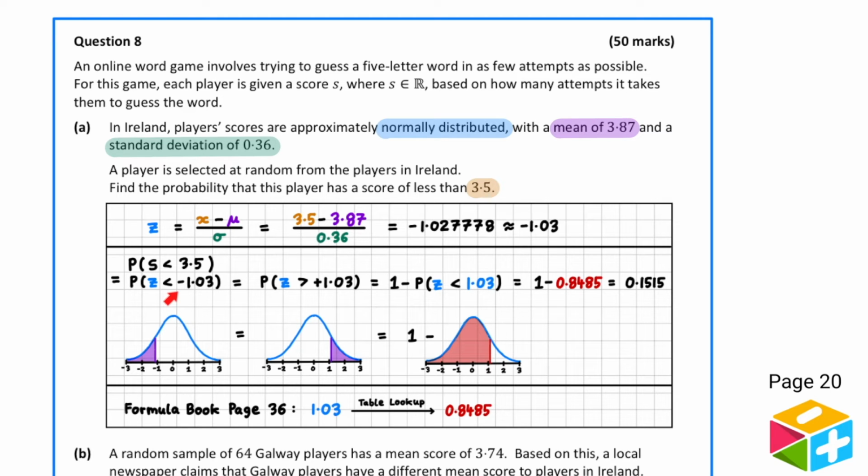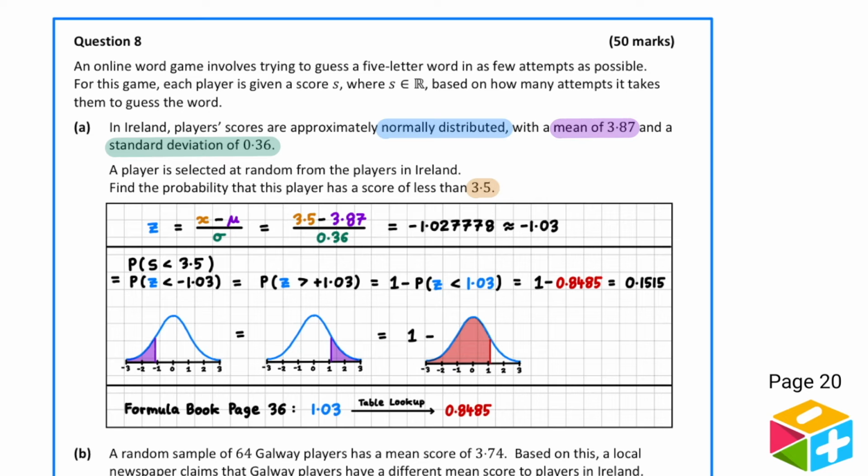We can visualize this as the area under the bell curve to the left of minus 1.03. In an ideal world, we'd be able to open up our formula book, look up this value, minus 1.03, and get our final answer from there. Unfortunately, the formula book only contains data for positive values of z. This means that we'll have to rephrase our problem so we end up with a positive value.